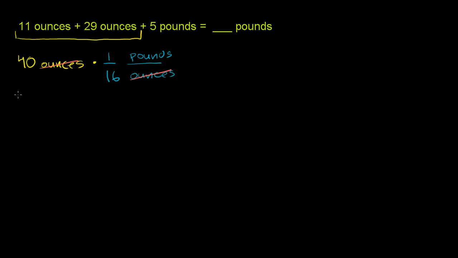When you multiply it out, you're left with 40 divided by 16. It's really 40 times 1 over 16, but the 1 doesn't change anything. So it's 40 over 16 pounds. Let's see if we can write this as a mixed number, or simplify this a little bit. Both of these numbers are divisible by 8. So let's divide them both by 8. If you divide 40 by 8, you get 5. Divide 16 by 8, you get 2. So it's 5 halves.